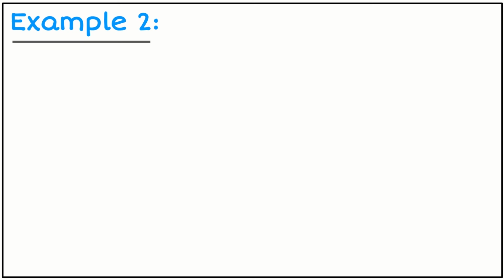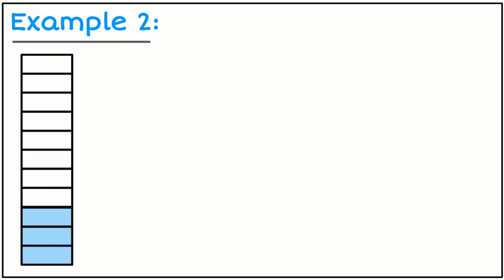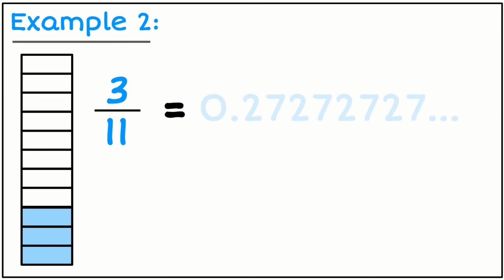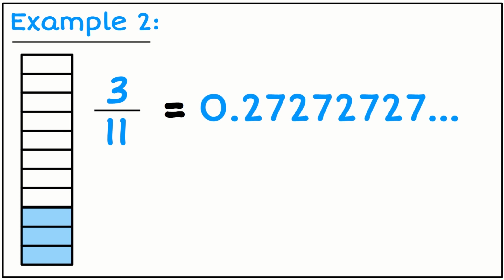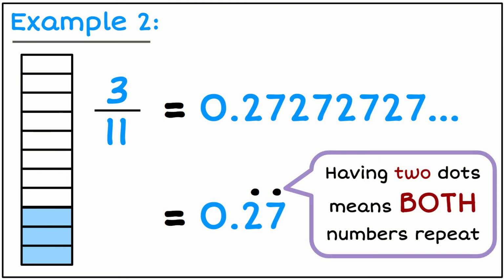Now let's have a look at a second example of this. Here I've got 3/11. So that number, 0.272727, do you notice how the 2 and the 7 keep repeating one after each other, alternating? So what I want to do when I write that as a recurring decimal is I put a dot above the 2 and a dot above the 7, and that tells me both of those numbers are going to keep repeating in that order, 272727.